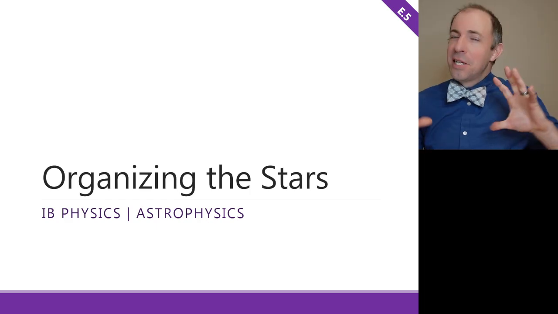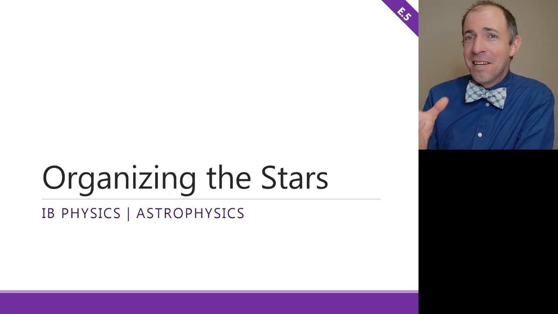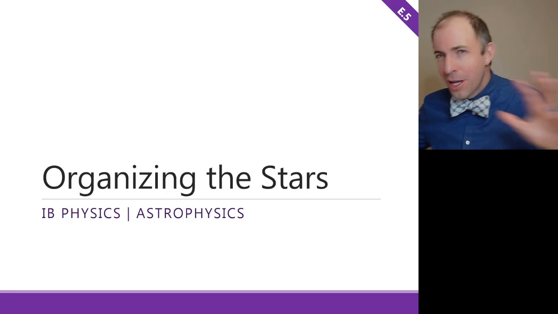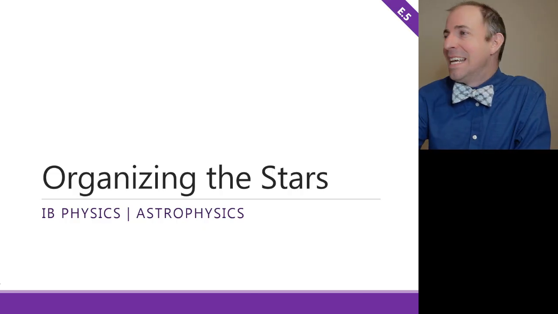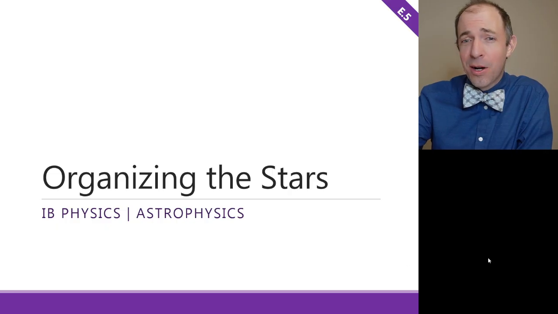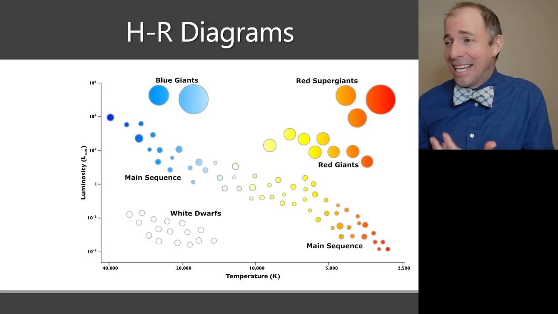In this video, we're going to look at how we can talk about the properties of stars to create a picture of these patterns that occur when we look at stars as a whole and ultimately produce a graph that we call the HR diagram or the Hertzsprung-Russell diagram. The HR diagram looks like this.